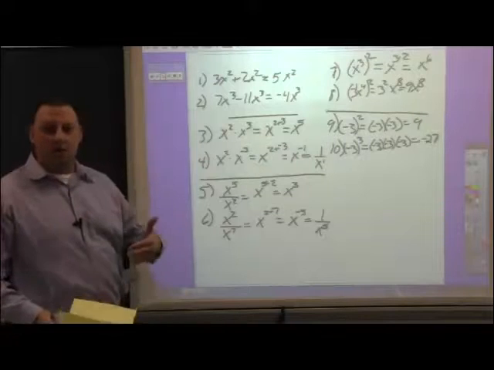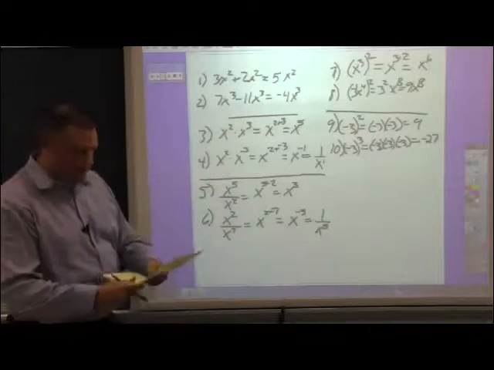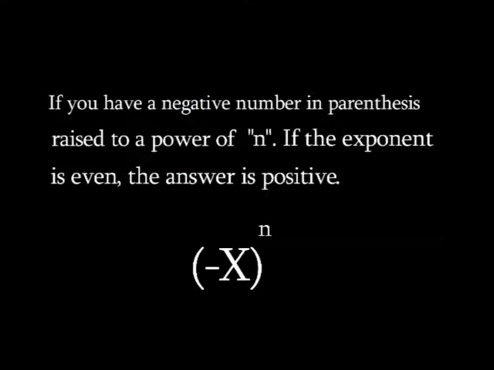So let me summarize a rule that will help you with these two situations. If you have a negative number in parentheses, there's an issue.